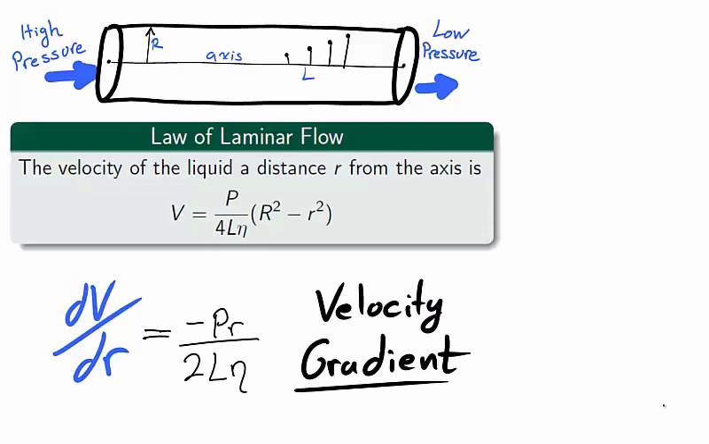As the point moves farther away from the axis, little r increases and the velocity gradient becomes more negative. That is, as you get closer to the wall, the speed of the liquid decreases. It has a negative derivative. The slowdown is twice as fast in a tube with twice the pressure, as you can find pressure, P, in the numerator. The slowdown is half as fast in a tube which is twice as long, as L is in the denominator. And the slowdown is half as fast in a liquid which is twice as viscous, as eta is in the denominator. The equation allows us to see how different parameters affect the velocity gradient.